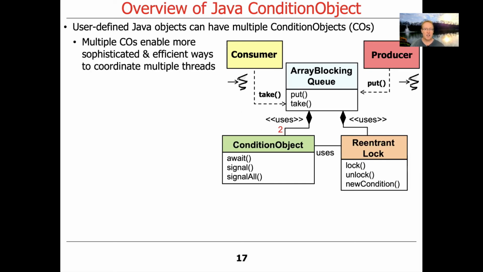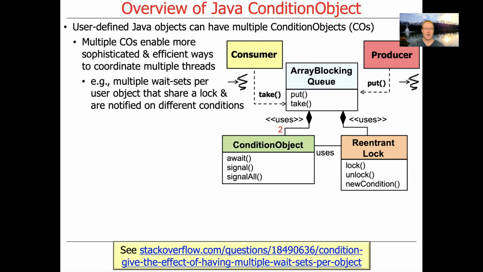The ability to have multiple condition objects in user-defined Java objects is the real reason why they define condition objects, because there already was a single condition object as part of a Java object, but that turned out to be too limited for reasons we'll talk about later. So the ability to have multiple condition objects enables more sophisticated and much more efficient ways to coordinate multiple threads than what you get out of the box with classic Java. And the reason for this is you can have multiple wait sets per user object that share a lock and are notified on different conditions, such as the queue being not empty, or the queue being not full.